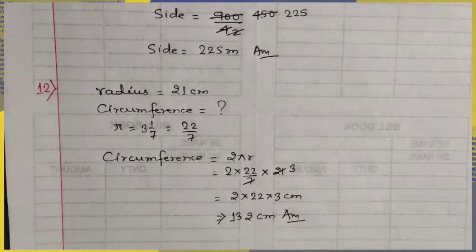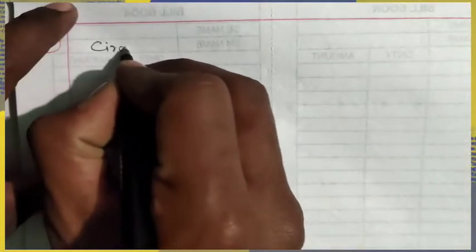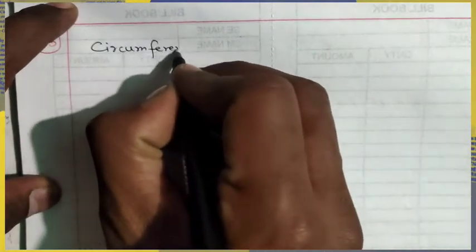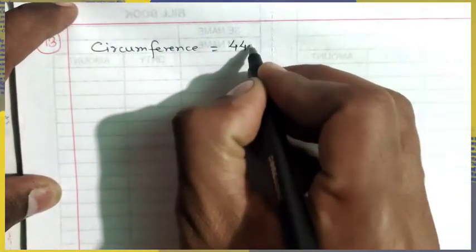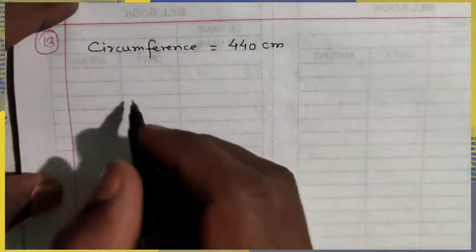Now we are going to move to the next question and we will be solving question number 13. First we will try to understand the meaning of question number 13. Question is saying the circumference of a circle is 440 centimeter. It means the value of circumference is given. Circumference is given 440 centimeter and the question is asking to find its radius and diameter.